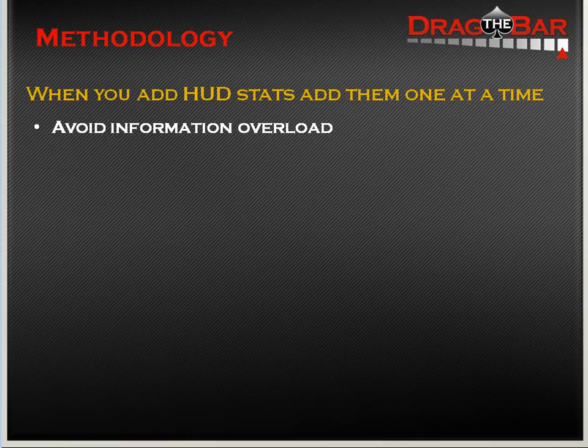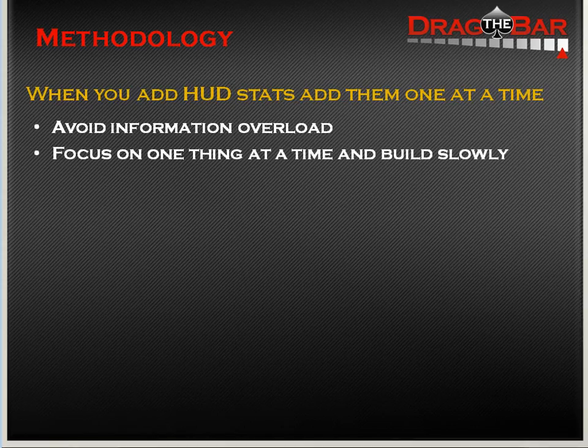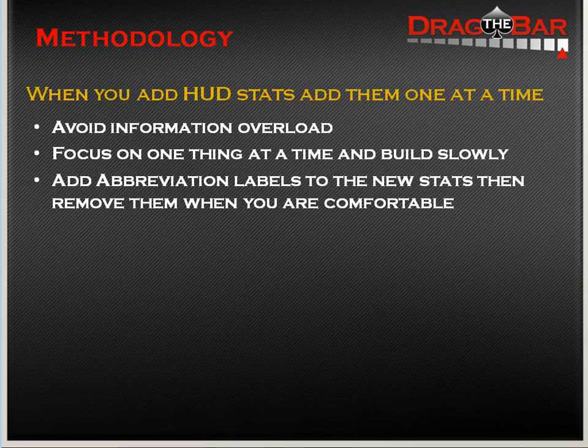There's no abbreviations there, so they basically don't know what means what, and they basically don't end up ever using any of the HUD. So what I like to do is focus on one HUD stat at a time and kind of build slowly. We're going to talk about a bunch today, but I still suggest that you add them one at a time to your HUD as you're playing sit and goes.